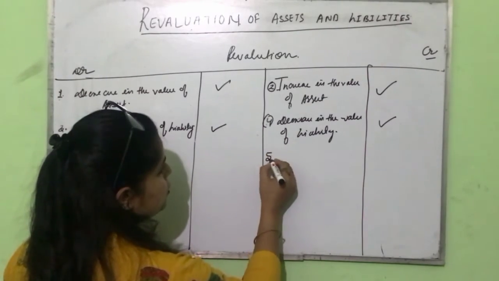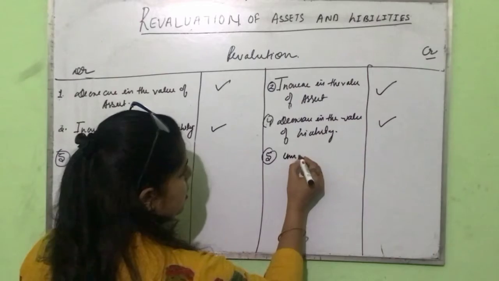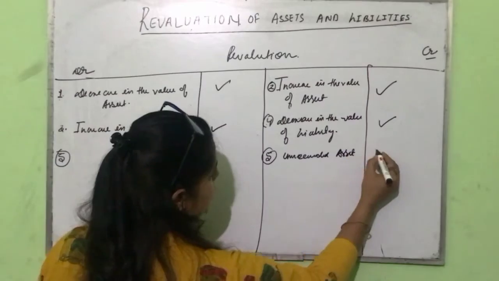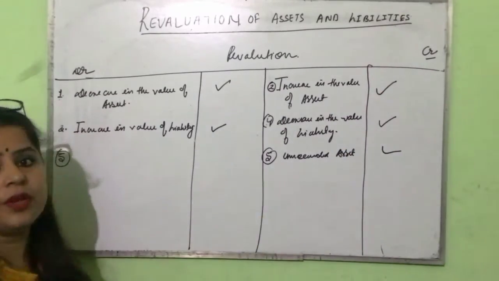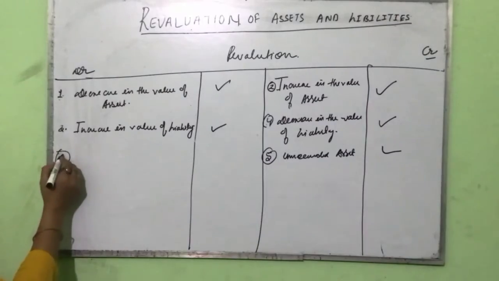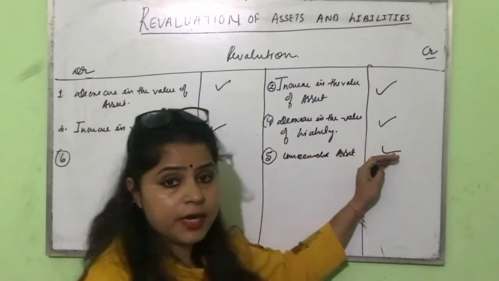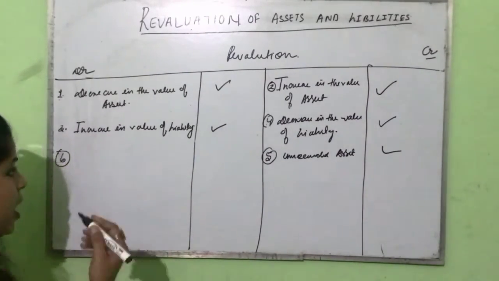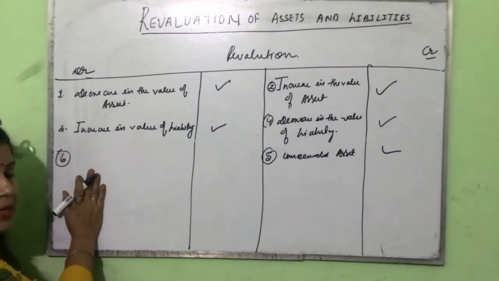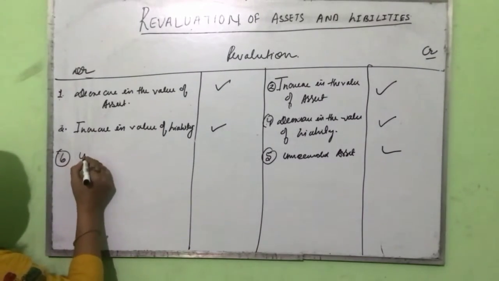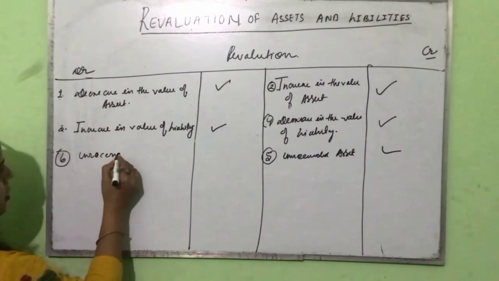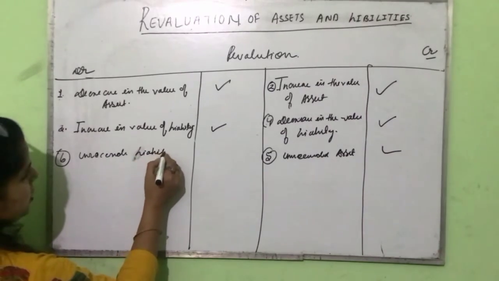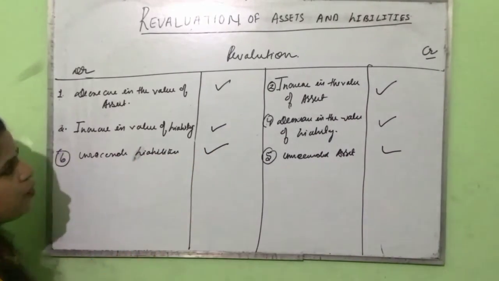So your 5th point is what? Unrecorded asset. So unrecorded asset we will record in the credit side of the revaluation account. Let us see, if unrecorded asset is recorded in the credit side of the revaluation account, then there can be unrecorded liability also. So unrecorded liabilities we will record in the debit side of the revaluation account.